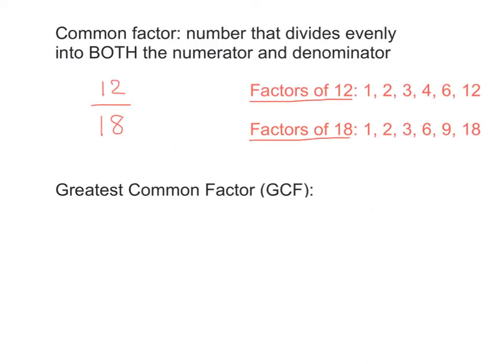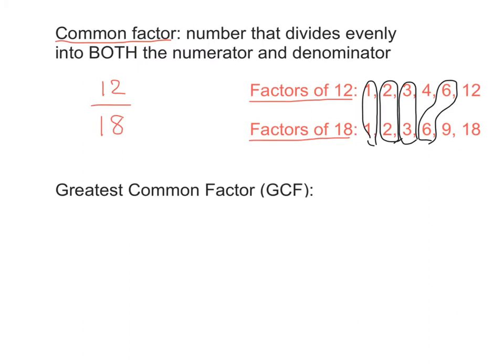First, let's review what a common factor is. A common factor is a number that divides evenly into both the numerator and the denominator. So we'll start by listing the factors of 12. We have 1 times 12, 2 times 6, 3 times 4. For 18, we have 1 times 18, 2 times 9, and 3 times 6. So common factors for 12 and 18 would be 1, 2, 3, 6. Those are factors that are in common.